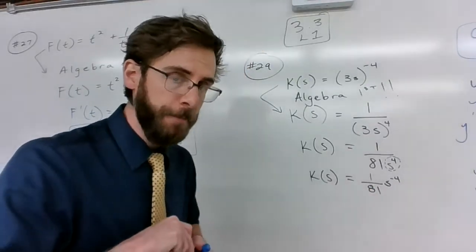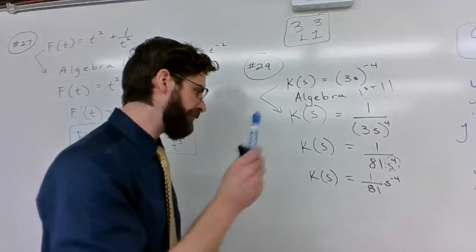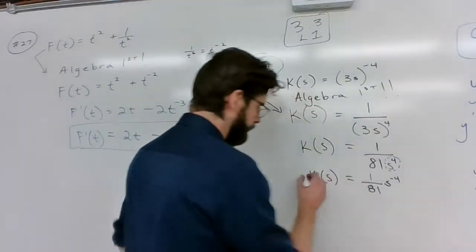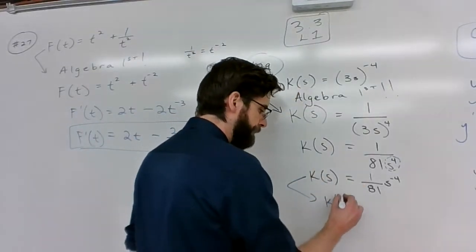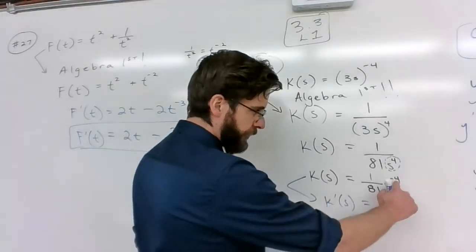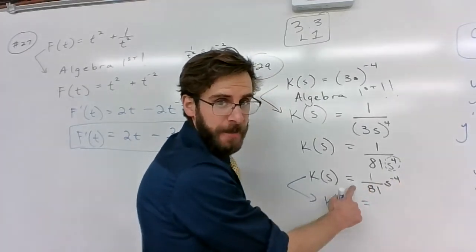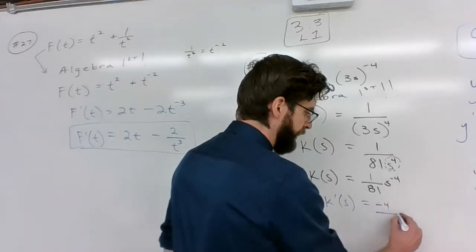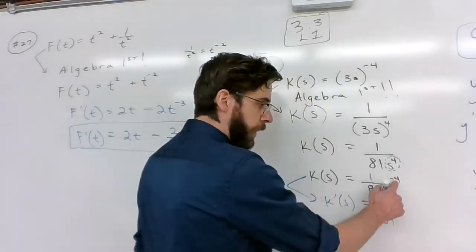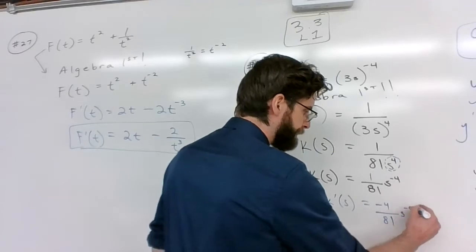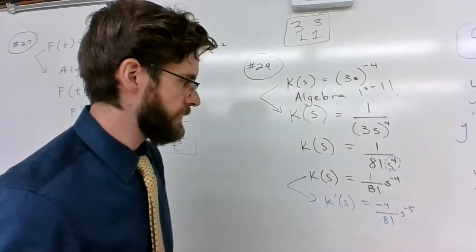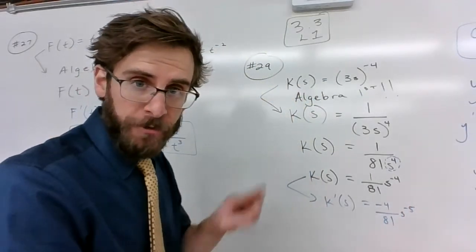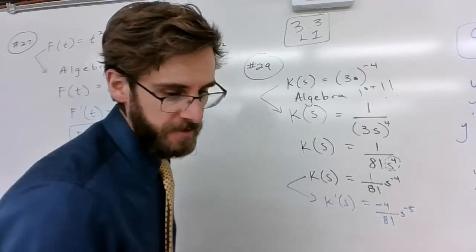I think we're ready now. We're ready to find the derivative. So k prime of s is equal to, bring the negative 4 down and multiply by 1 over 81. That ends up giving you negative 4 over 81. Take 1 away here. And now we can move that negative right back into the bottom and make it positive.